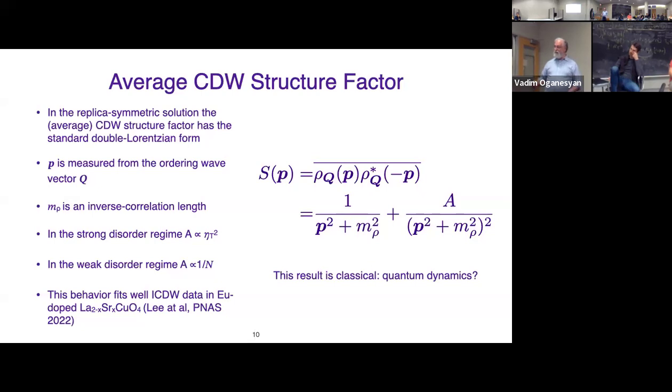What's nice about this material is that it also has density order, but it appears well separated from the charge density. And there's a structural transition that appears to be decoupled from the charge density. This is the idea to start with.